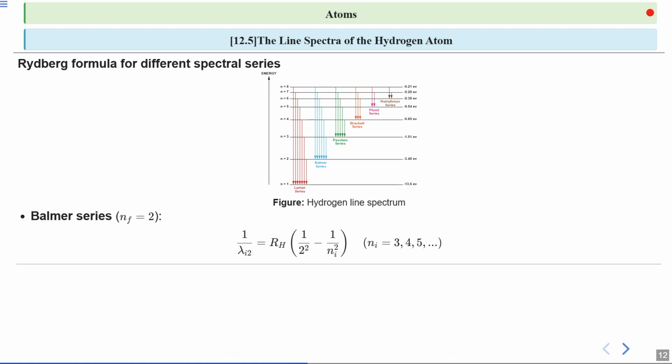Here is the formula for the Balmer series. 1 divided by lambda equals RH times (1 divided by 2 squared minus 1 divided by ni squared), where ni is 3, 4, 5 and so on. RH is the Rydberg constant, lambda is the wavelength of light emitted, and ni is the initial energy level.